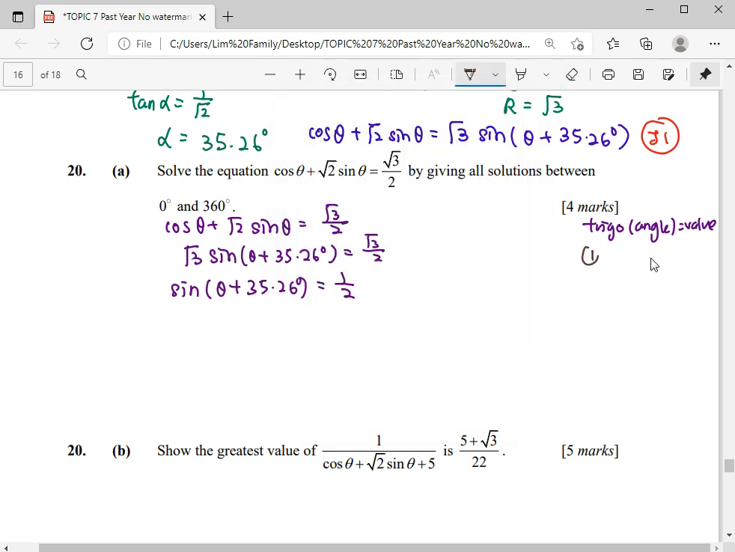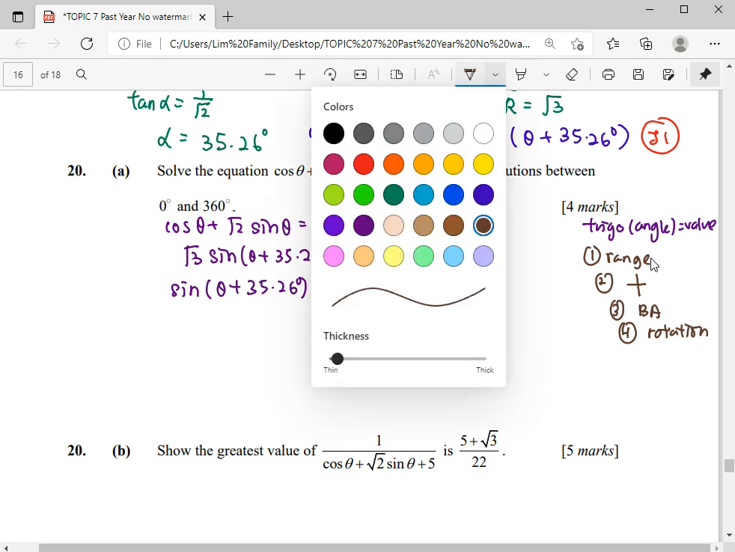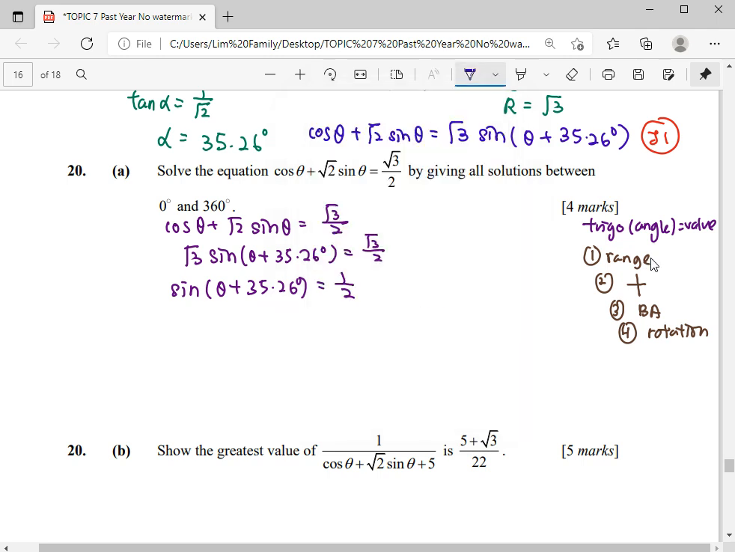The four steps are: the first is our range, the second is quadrant, the third is finding the basic angle, and the fourth is rotation to find the angle in the four quadrants. For the first part, range means how far we want to solve our trigo. They say our solution, our angles, must be between 0 and 360. So this is my step 1. Theta is between 0 and 360.